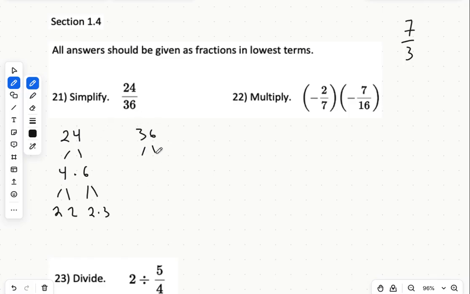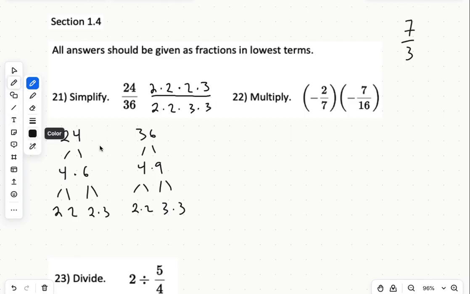36 I would think of as I could do 4 times 9 or 6 times 6. Doesn't matter. Any two numbers that multiply to be 36 works. 4 I can break down to 2 times 2. And 9 I can break down to 3 times 3. So then if I rewrite this fraction as 2 times 2 times 2 times 3 would be the numerator, and the denominator would be 2 times 2 times 3 times 3.